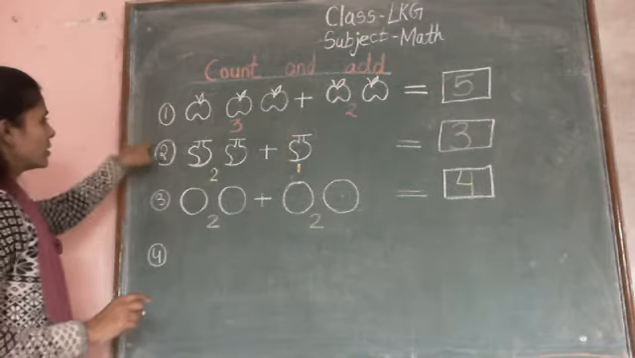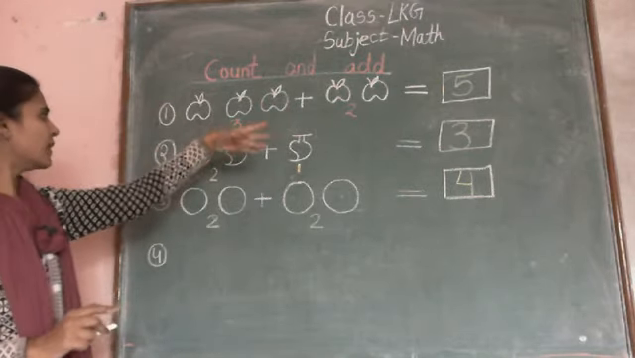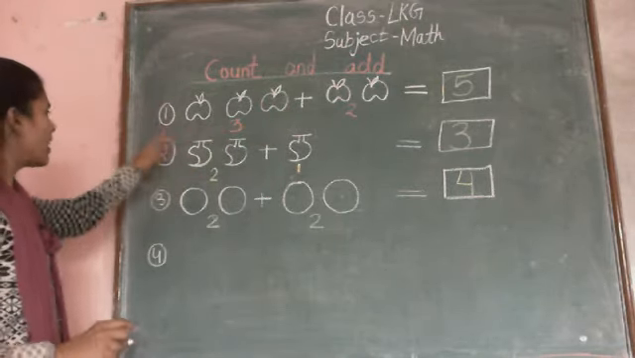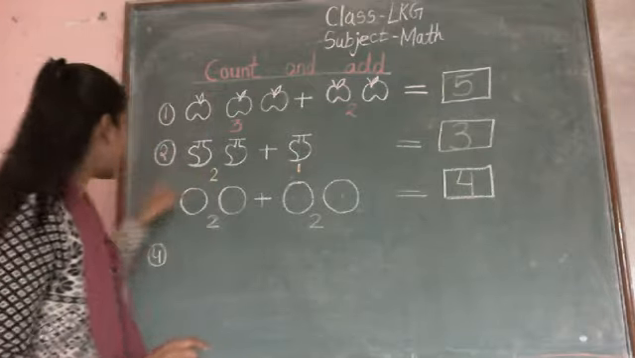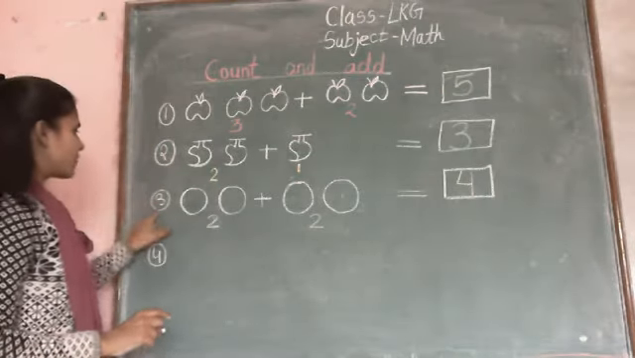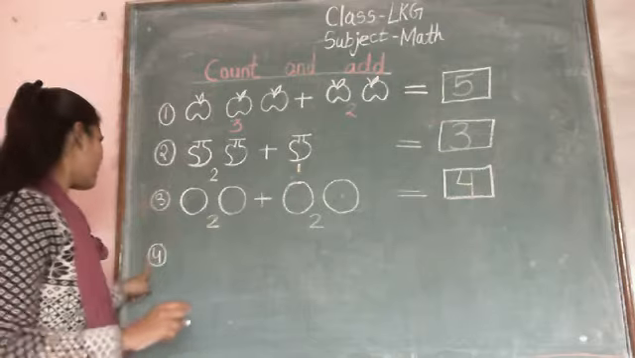After number 1, drop one line, then write number 2. After number 2, drop one line, write number 3. After number 3, drop one line, write number 4.